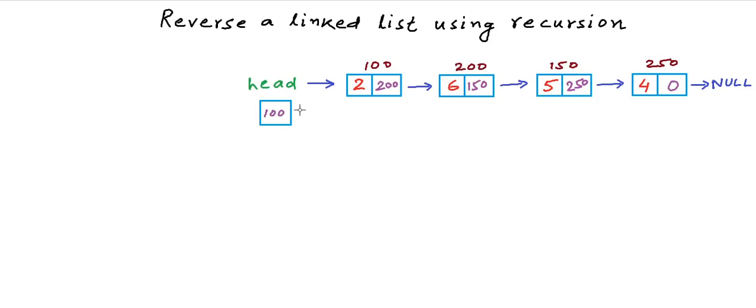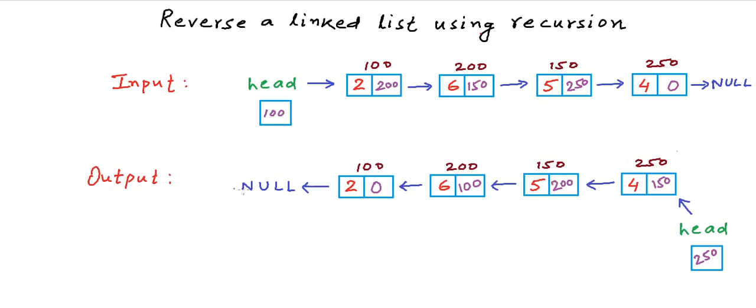We may name it anything, I have named it head. So this is our input list, and after reversal our output should be like this. This variable head should store the address of the last node in the original list. The last node in the original list was at address 250, and we will go from 250 to 150, 150 to 200, 200 to 100, and 100 to null. Null is nothing but address 0.